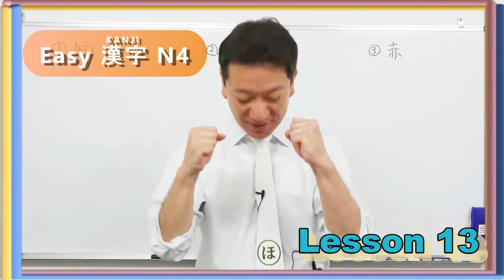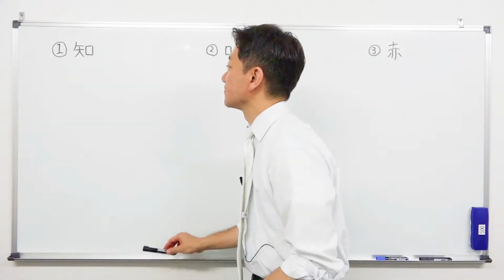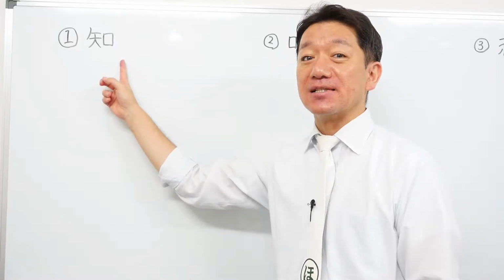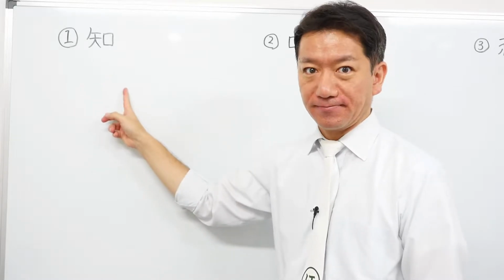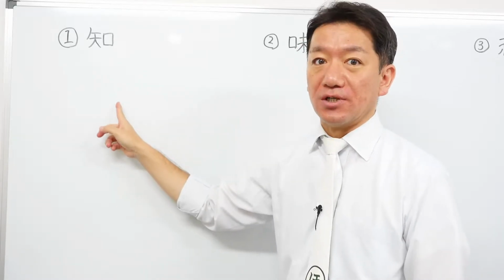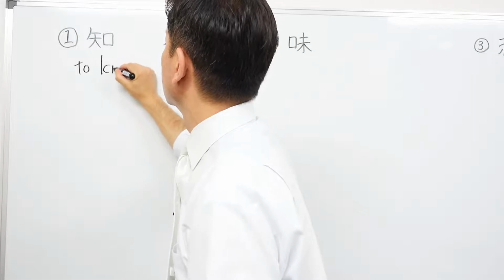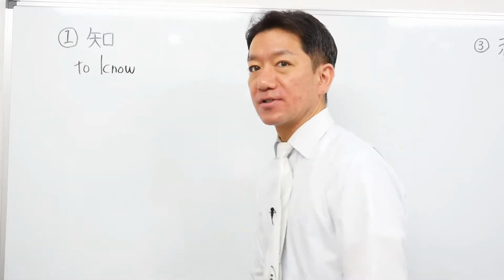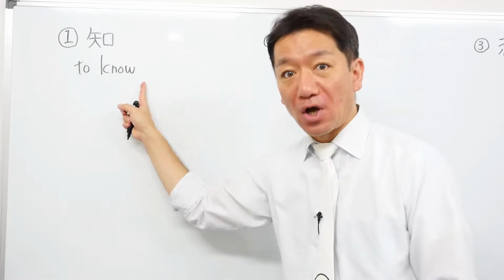Okay, please have a look at the board here. Today's number one kanji. This is 知, or with hiragana ru, 知る, shiru, which means to know in English.